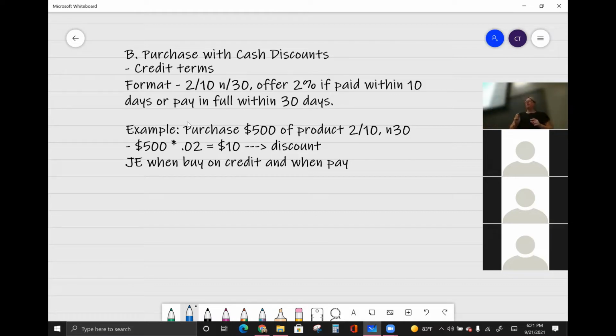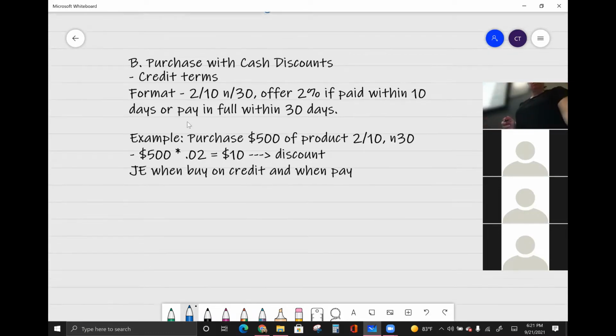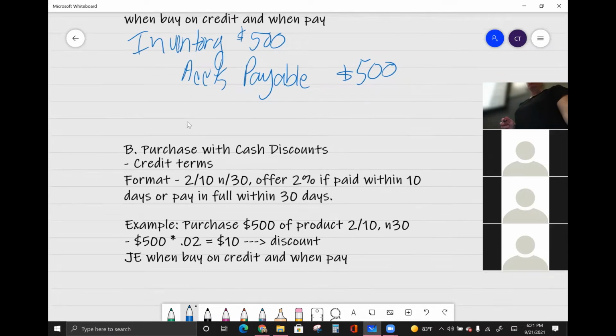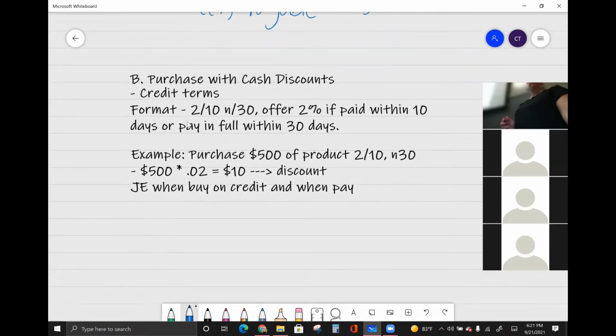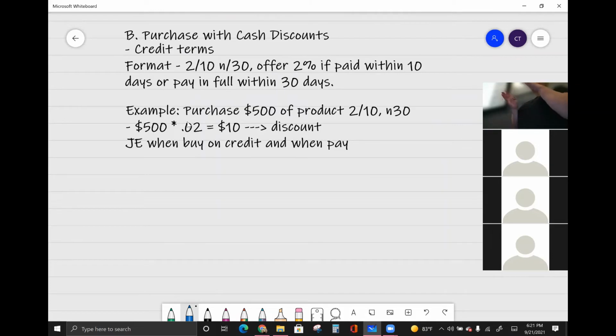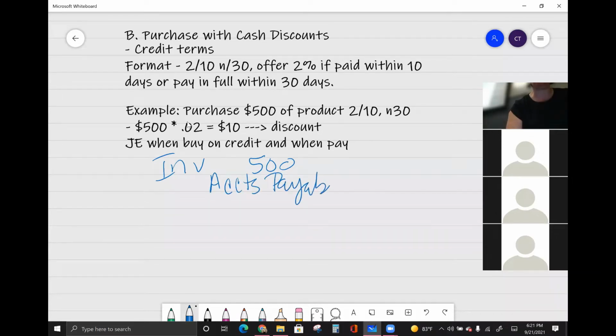So I have $500 of product that I'm buying. When I buy the merchandise, we're going to do the entry that we just did. Just like that, inventory and accounts payable, because we're going to pay for it in the future. So the first part stays the same. When I buy it, whether I have a discount or not, that entry stays the same. So I'll have inventory 500 and accounts payable 500.